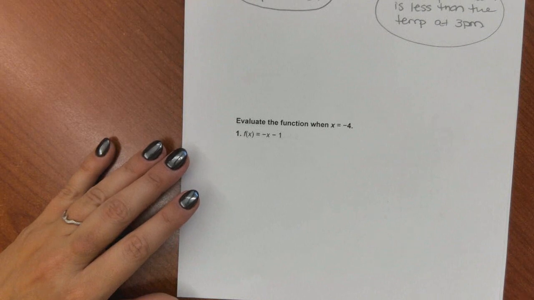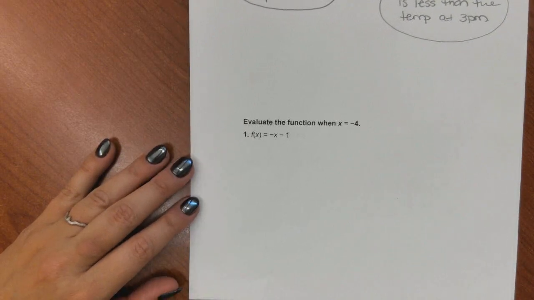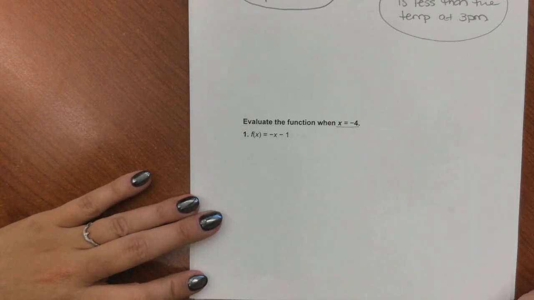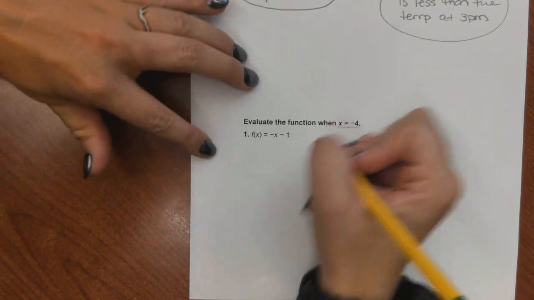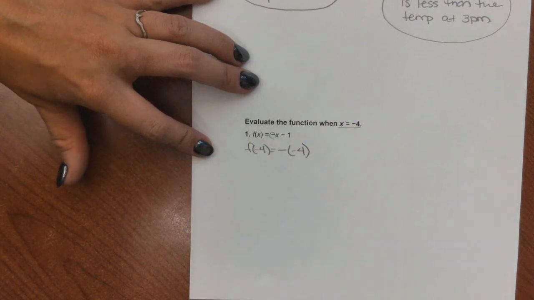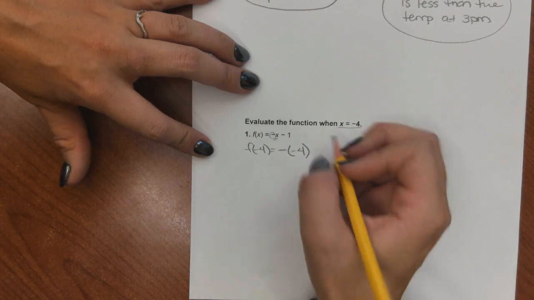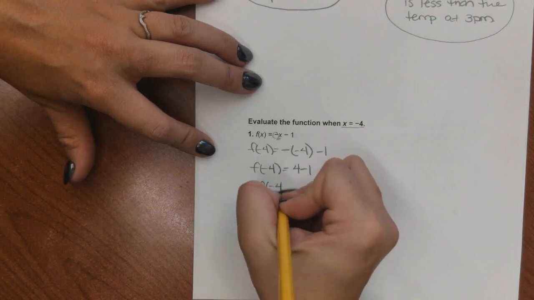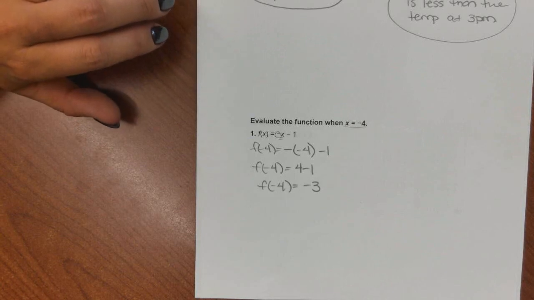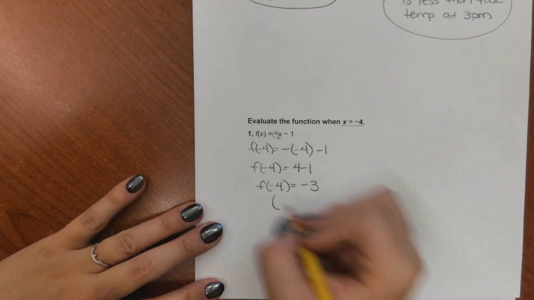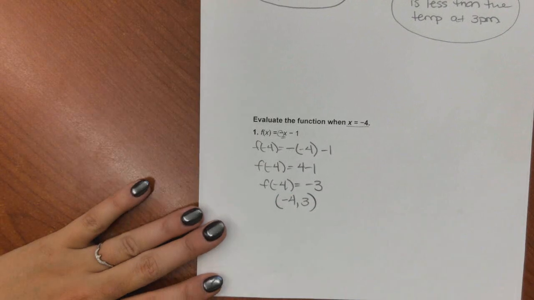At this point, go ahead and pause the video, try this one on your own, and then press play to see if you got it right. So here, x is -4, so I'm going to plug -4 in for x. This becomes f of -4 equals... there's a negative outside here, but x is -4 as well, so 4, minus 1. F of -4 is equal to 4 minus 1. That's going to be 3. And then we can write that as a point: -4, comma 3.